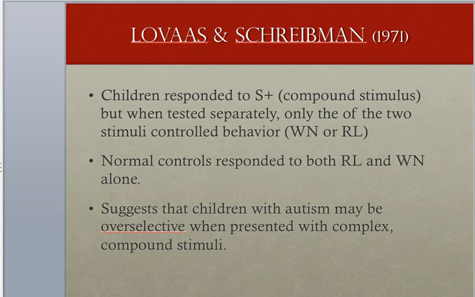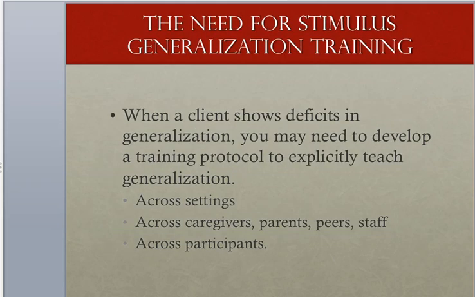Normal, typically developing kids responded to both stimuli alone. They were able to learn it. And so that suggested that children with autism may be, like the pigeons, over-selective when presented with complex compound stimuli. And as a result, they need additional training to learn to respond to all parts of that compound stimulus.